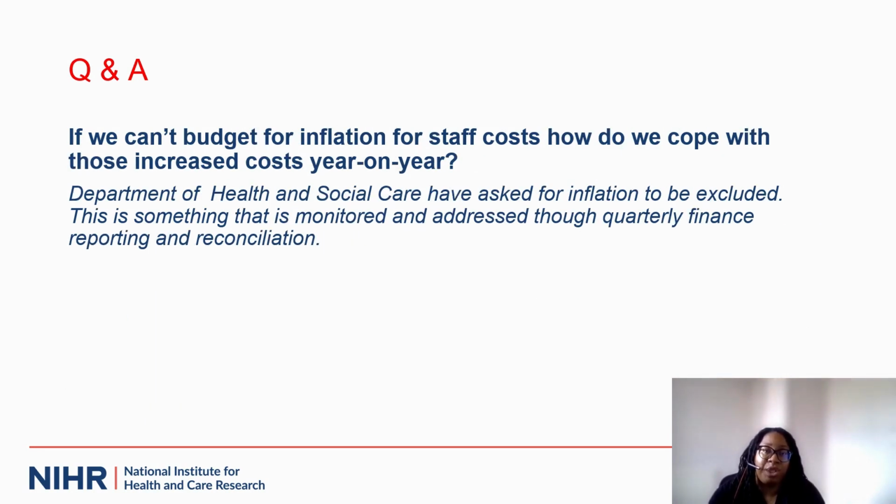So this question is, if we can't budget for inflation for staff costs, how do we cope with those increased costs year on year? The Department of Health and Social Care has not included inflation for quite a while in costings, and in our experience, awards do tend to underspend over the 5-year period. So we do have a reconciliation process where we look at any overspending on salary costs that can potentially be offset by any underspends elsewhere.